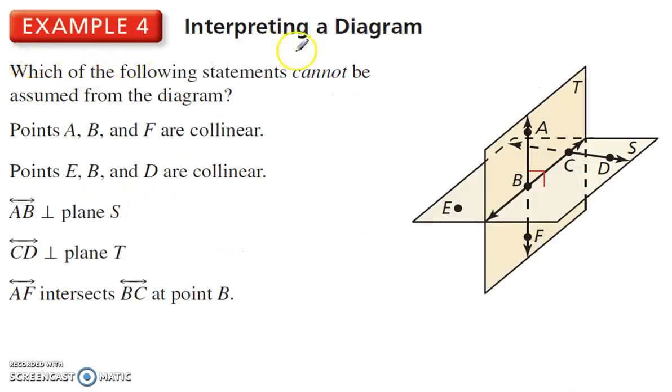So if I'm interpreting a diagram, which of the following statements cannot be assumed from the diagram? Points A, B, and F are collinear. We've got A, B, and F. They all lie on one line. They are collinear. E, B, and D. There's no indicator in this diagram that they are collinear. They're coplanar, but it doesn't show that they're collinear, so we cannot assume this.